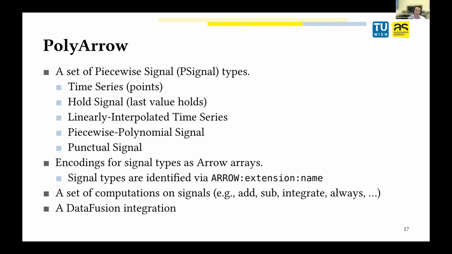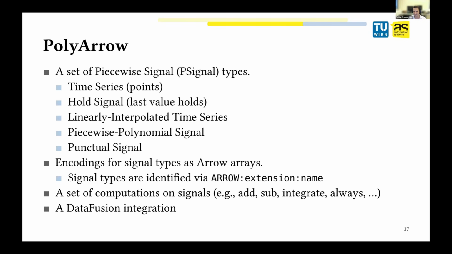You somehow have to represent these things. And the thing about these piecewise functions is they basically change their behavior at every point, or at every row that we encode in the table. So you can think again about your step function. Every time you get a new data point, your function actually changes. And the nice thing about this is you actually move the interpolation semantics into the data model. And yeah, we will see an example of the punctual signal in a second. And basically, we then have encodings for these different types as Arrow arrays, so you can actually use them inside of the ecosystem, and a few computations defined with them.